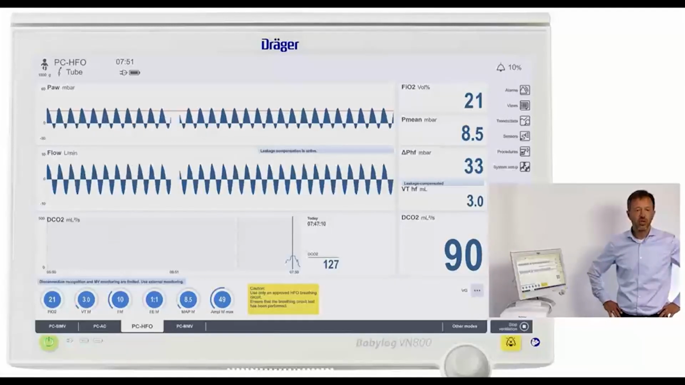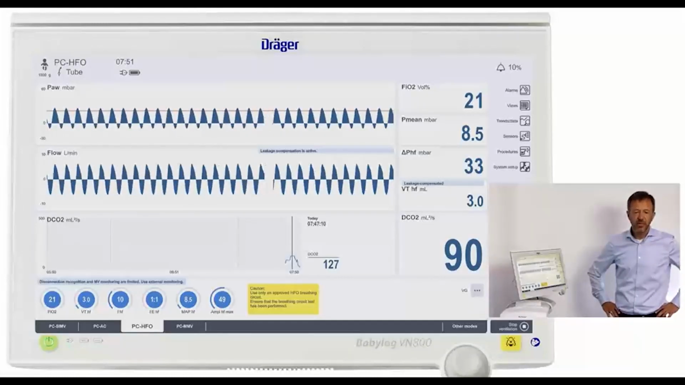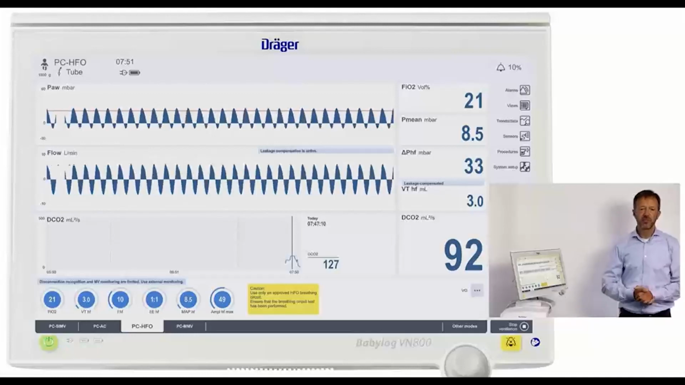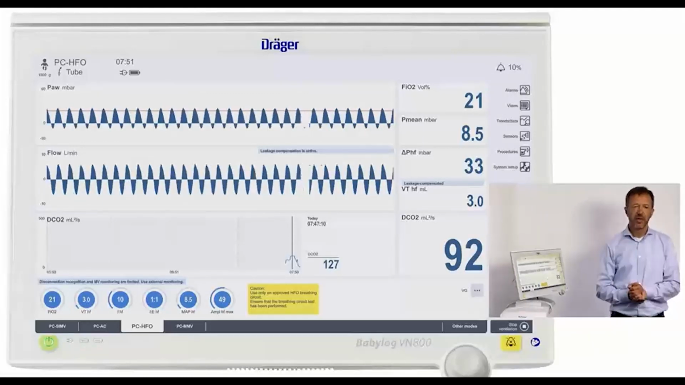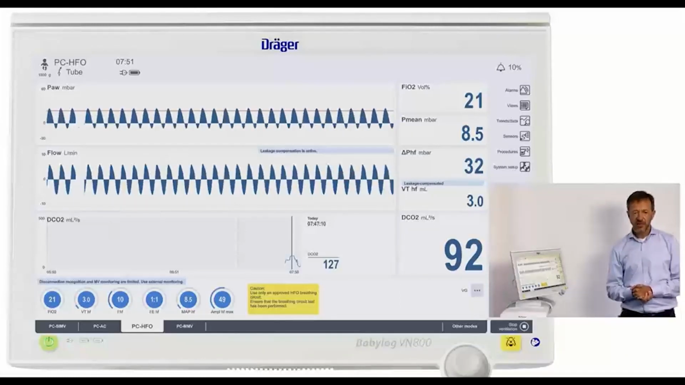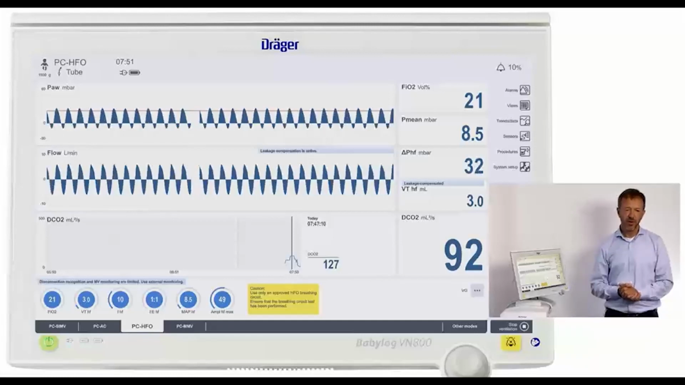So this is a very short introduction. If you would like to get more information, surely contact your local sales representative in your country, and we will be happy to show you more about this new ventilator and about high frequency with volume guarantee.